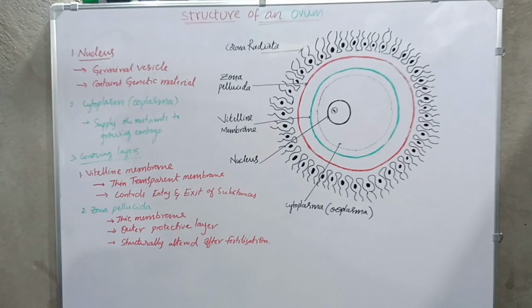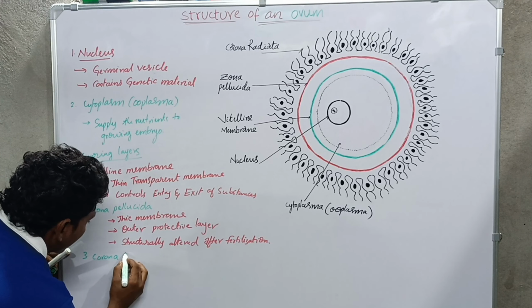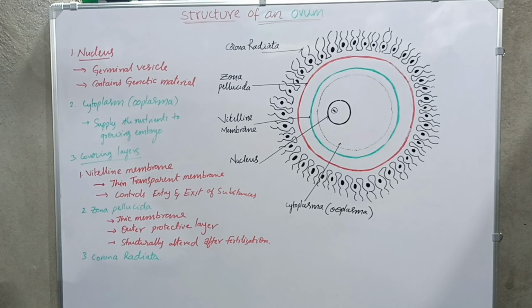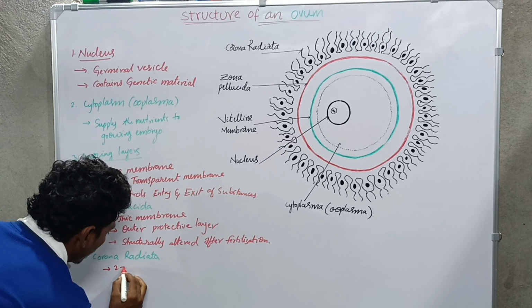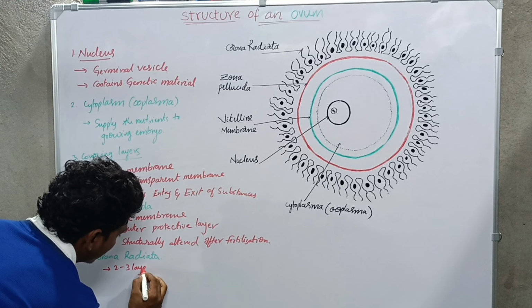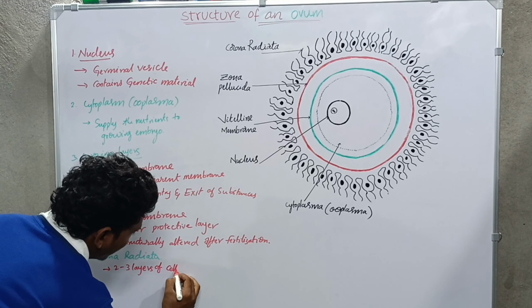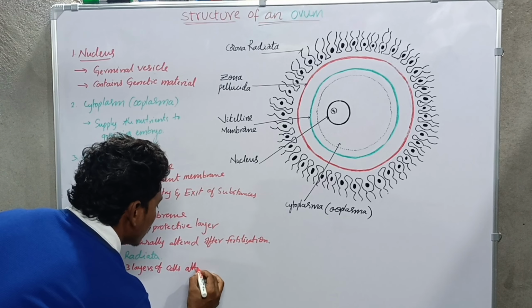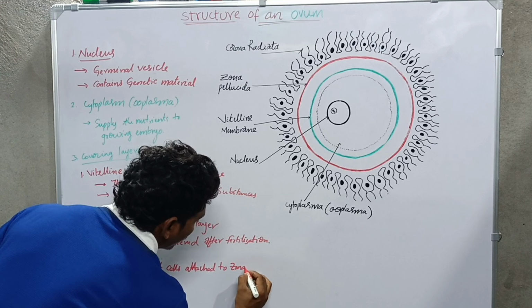Third layer is corona radiata. Okay, corona radiata. So it is formed by 2 to 3 layers of cells attached to zona pellucida.